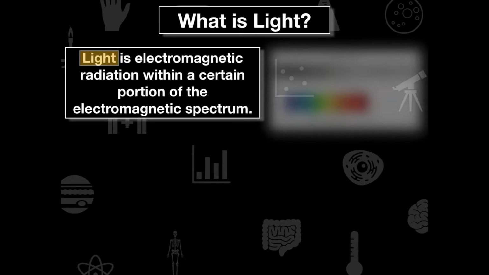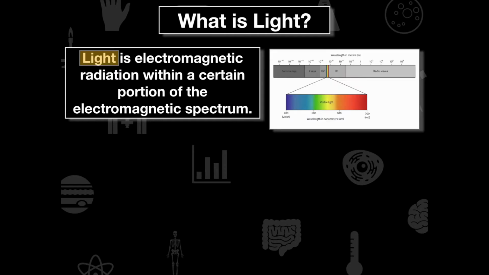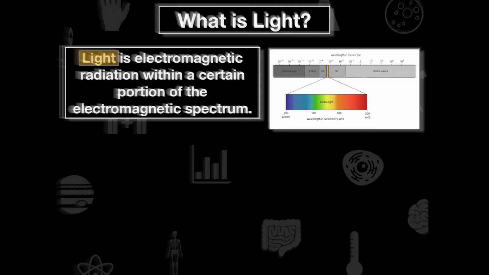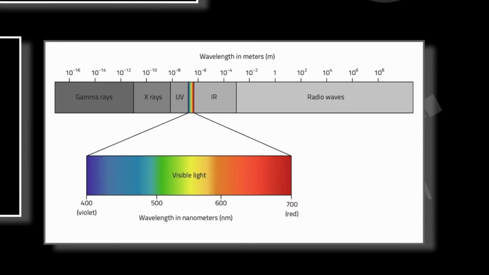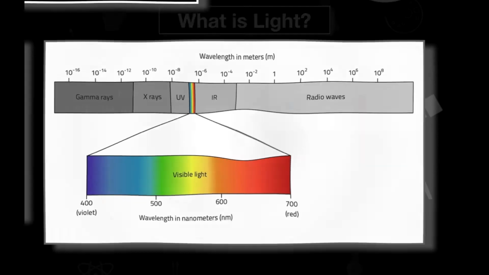Light is electromagnetic radiation within a certain portion of the electromagnetic spectrum, which, in the case of what we're going to be looking at, is visible. If we zoom in on this diagram here, we have violet, and then we see red light, and we have all these different colors from 400 to 700 nanometers. That's what we're measuring, the wavelength there.